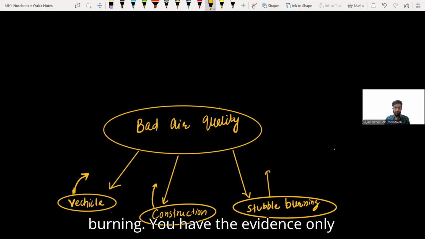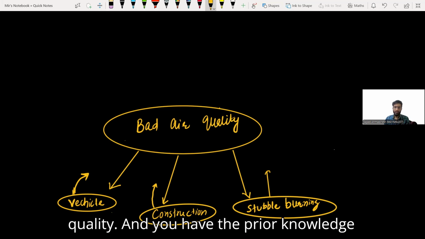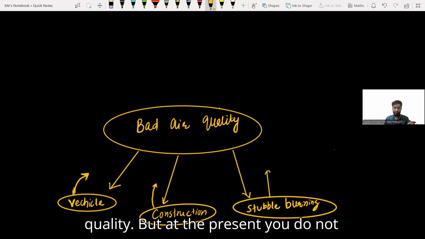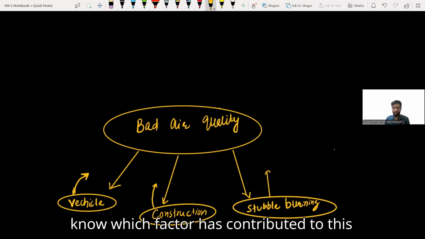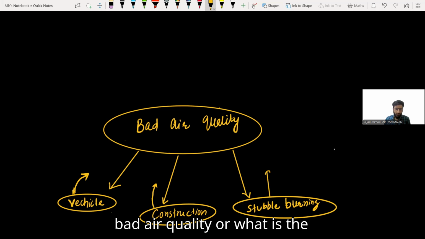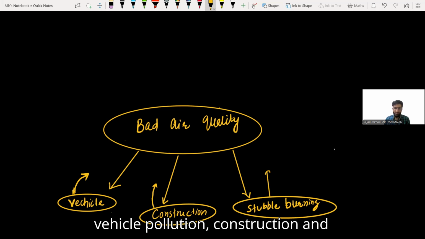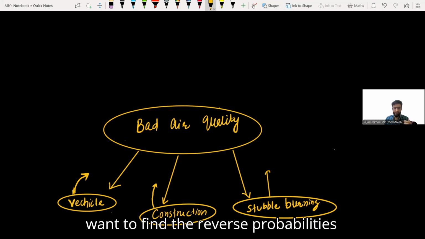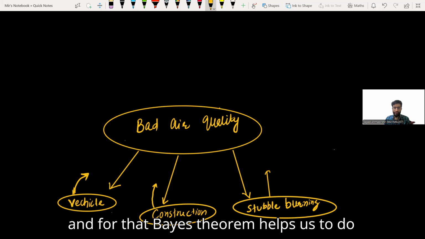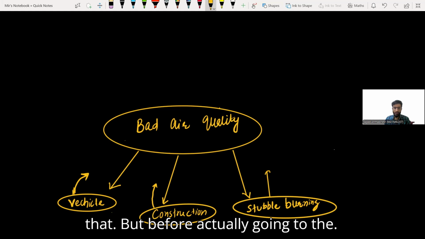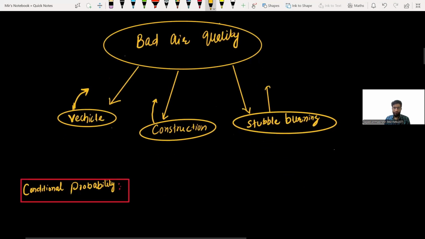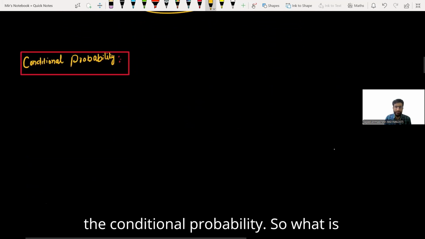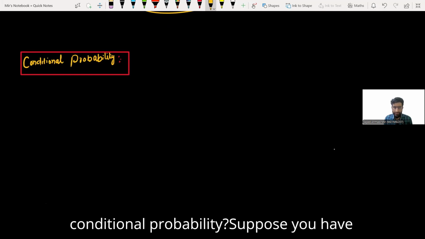You have the evidence only that you are observing the bad air quality, and you have the prior knowledge that these factors lead to the bad air quality. But at present, you don't know which factor has contributed to this bad air quality, or what's the likelihood that it was caused by vehicle pollution, construction, or stubble burning. This is where we want to find the reverse probabilities, and for that, Bayes' theorem helps us. But before going to the formal definition of Bayes' theorem, we need to understand a concept called conditional probability. So, what is conditional probability?